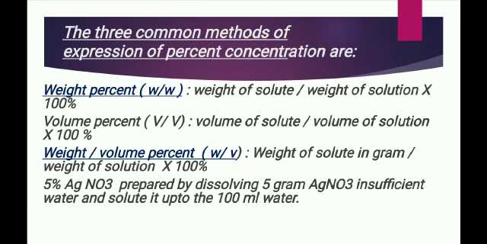5% silver nitrate is prepared by dissolving 5 gram of silver nitrate in sufficient water and diluting it up to 100 ml. Or in simple words, you can say that 5% silver nitrate means 5 gram of silver nitrate in 100 ml of the solvent.